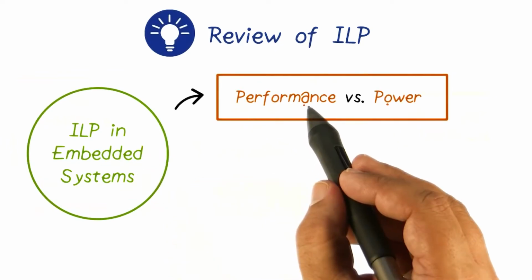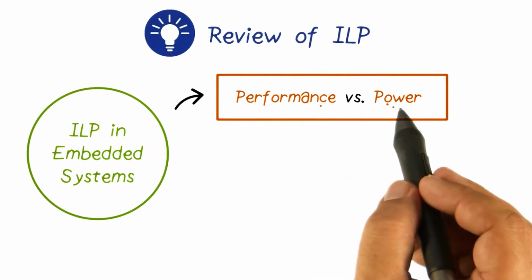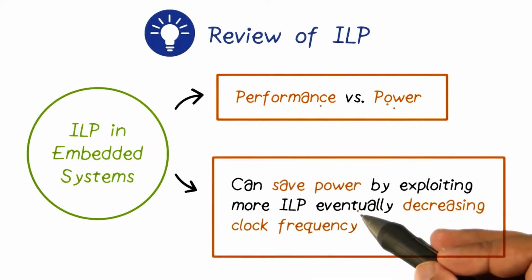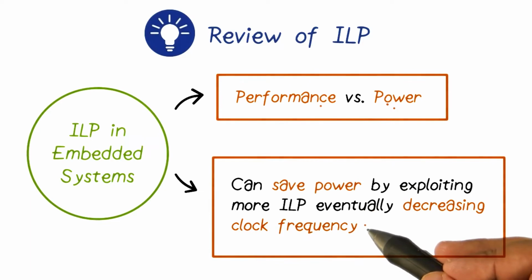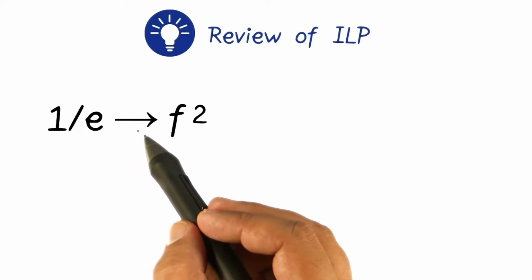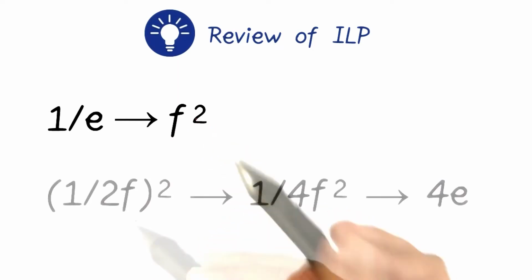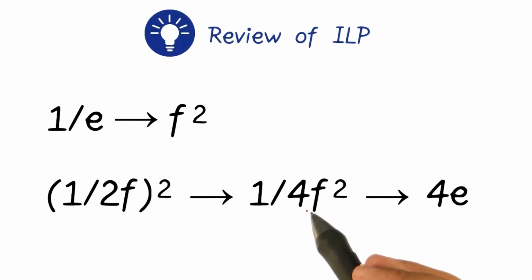So how is the concept of ILP different in embedded systems? Remember, the biggest constraint in embedded systems is energy or power, and there is a trade-off between performance and power. ILP allows maintaining the same performance due to parallelism, and more parallelism allows decreasing the clock frequency and eventually the energy. How is frequency related to energy? The greater the energy, the larger the frequency, and the shorter the wavelength. Roughly, the relationship can be seen as 1/E is proportional to f squared. So if we decrease the frequency by half, we will save energy 4 times. Energy is inversely proportional to the square of frequency.